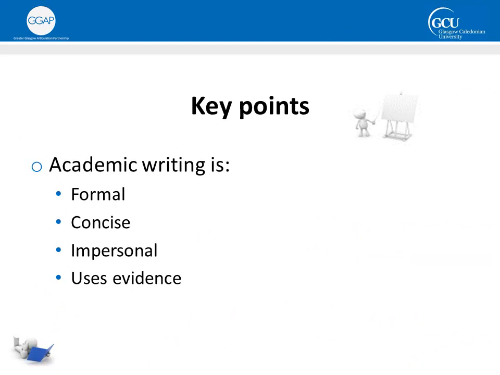So to sum up, the key features of academic writing are its formality, its conciseness, the impersonal style, and use of evidence. We'll explore these features in more detail in the tutorials that follow.